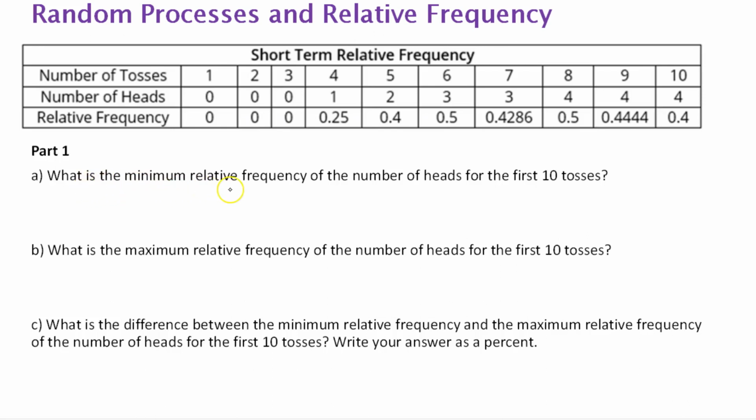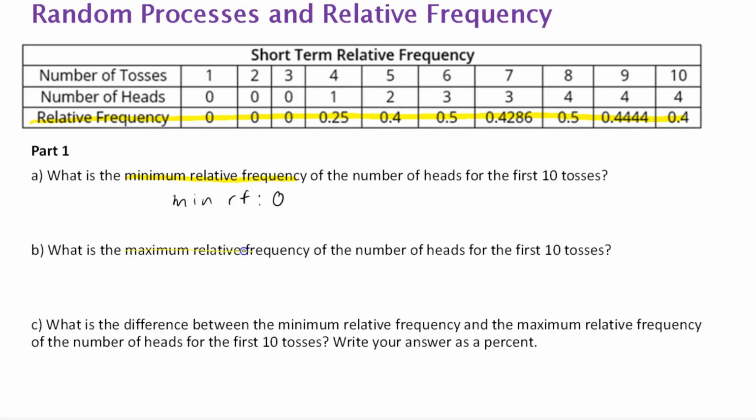What is the minimum relative frequency of the number of heads for the first 10 tosses? I am going to scan the relative frequency column, which is right here, and we want the minimum relative frequency. Notice the smallest number in this list is 0. So we'll call it the min. We'll use RF for short because it takes too long to write it. Min RF is 0. Okay. Next question.